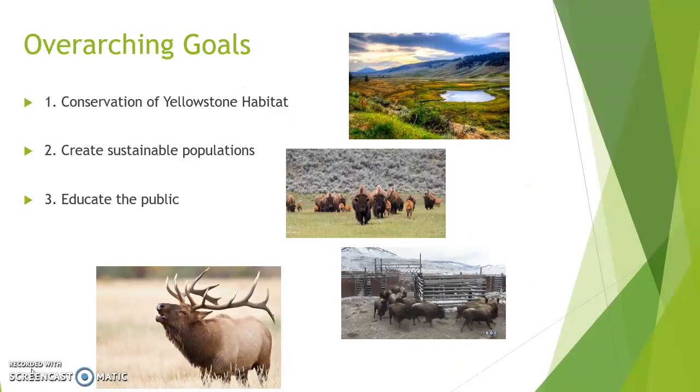There are three overarching goals for this adaptive management plan. The first goal is the conservation of Yellowstone habitat. The second goal is to create sustainable populations of bison. And the third goal is to educate the public about brucellosis and disease of bison.